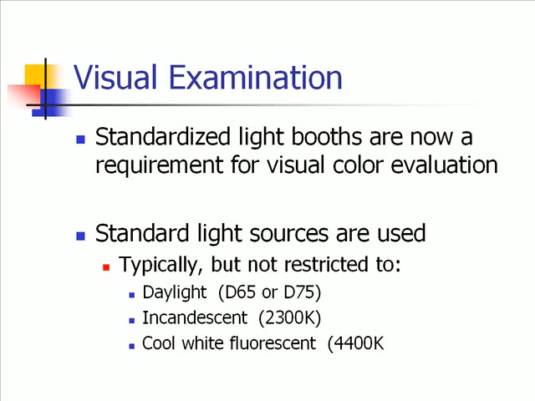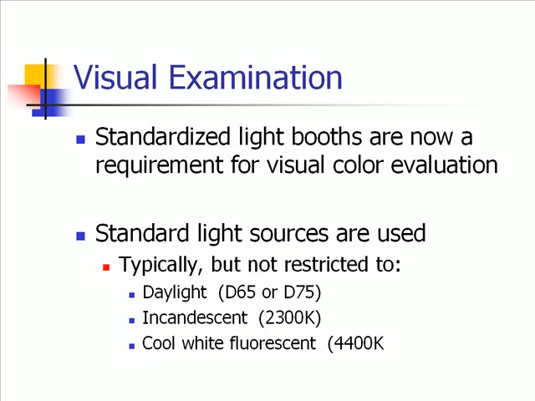And finally, we have cool white fluorescent. This one here is 4400 K, but there are several types of fluorescent bulbs. There's warm fluorescent, there's daylight fluorescent, there's all kinds. So if your customer has a very specific fluorescent light source that they want to use, you can get that and put it in your light booth so you can look at your samples under that particular light.